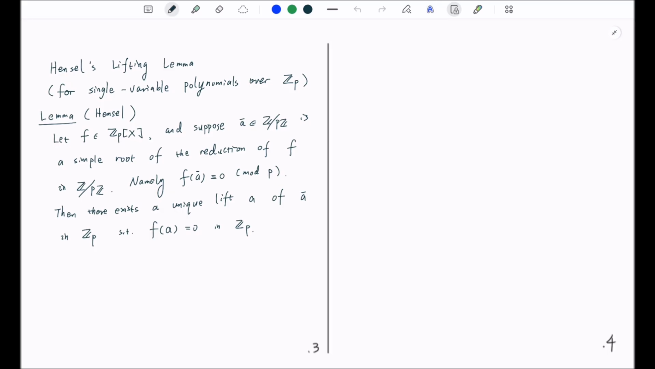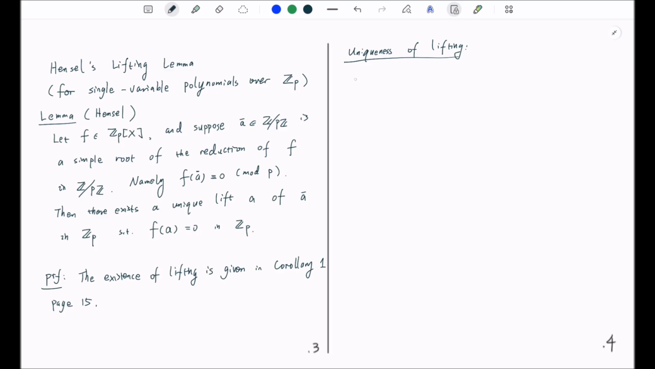The existence of the lifting is already given in the corollary 1 on page 15 of Sarah's book, which we just covered. Now it suffices to establish the uniqueness. To show this, suppose there exist two elements, a and b in Zp, such that first, they are both roots of f in Zp.